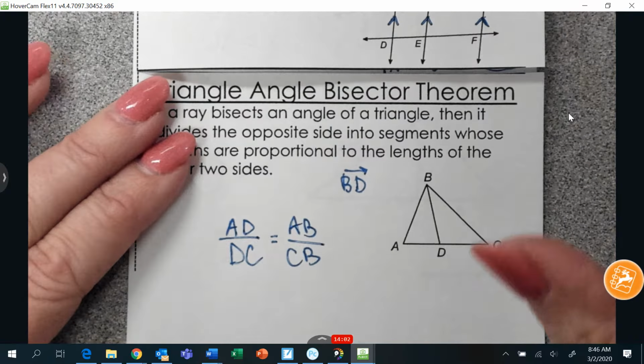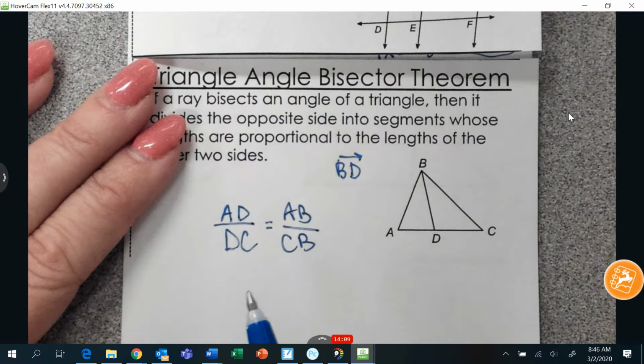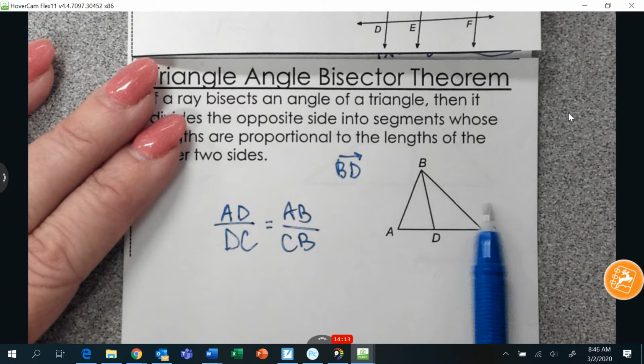There's another way to set it up. That's why I was hesitating for a second. Do you see how I set it up? I used the two bottoms. Then I used the two sides. Okay.